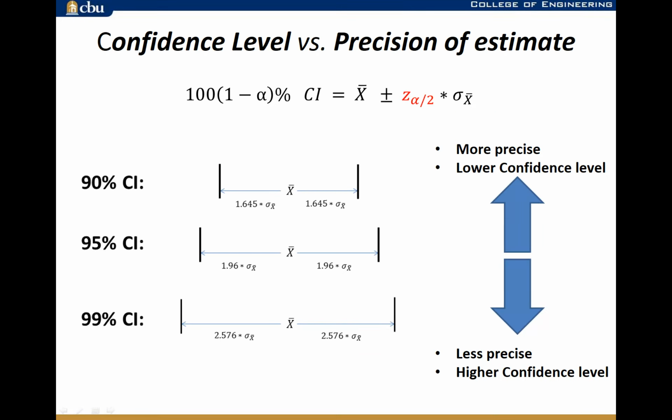So this is the more precise, lower confidence level, and this is less precise, a higher confidence level.